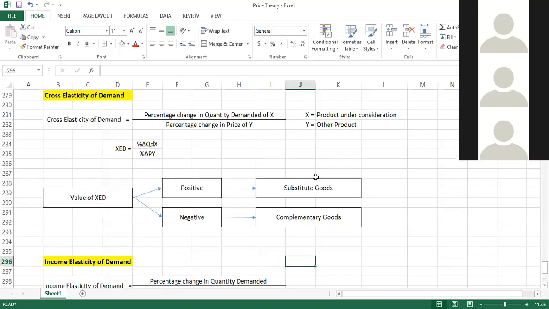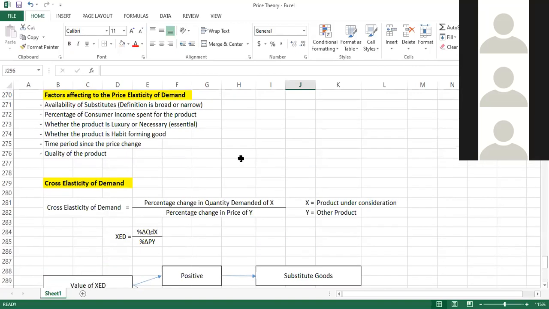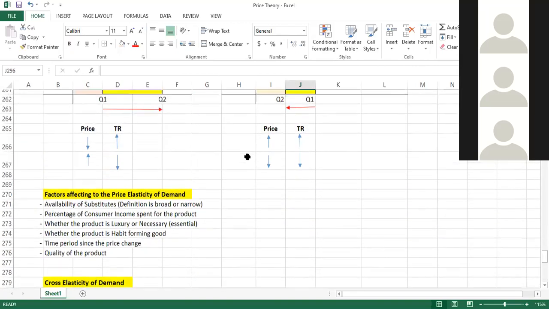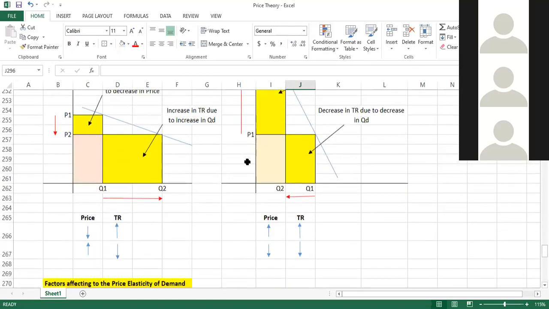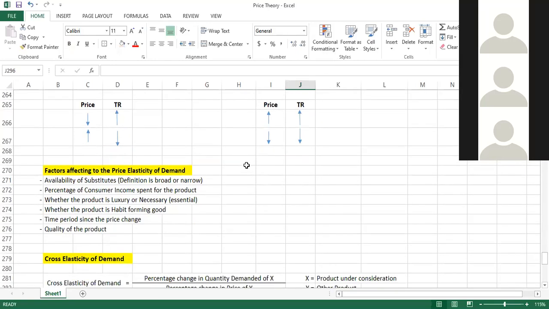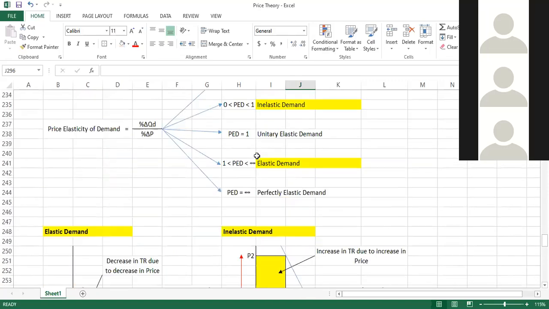Right. The points we discussed so far, is that clear? Any questions? Clear. Okay. So you can see the note, right? Yes. So we discussed the key concepts relating to the elasticity of demand.